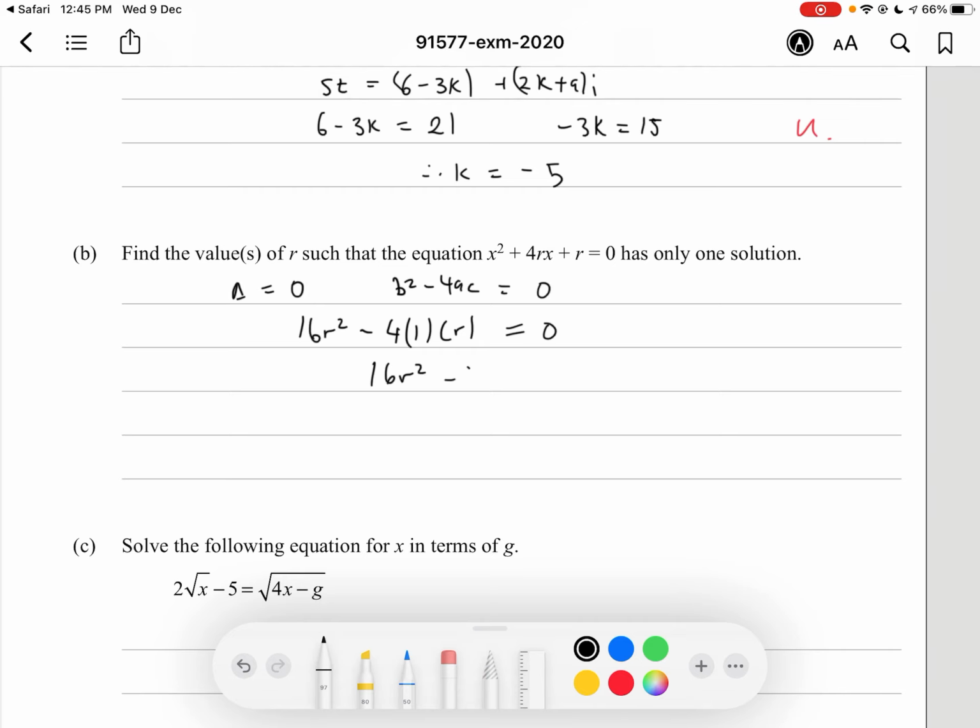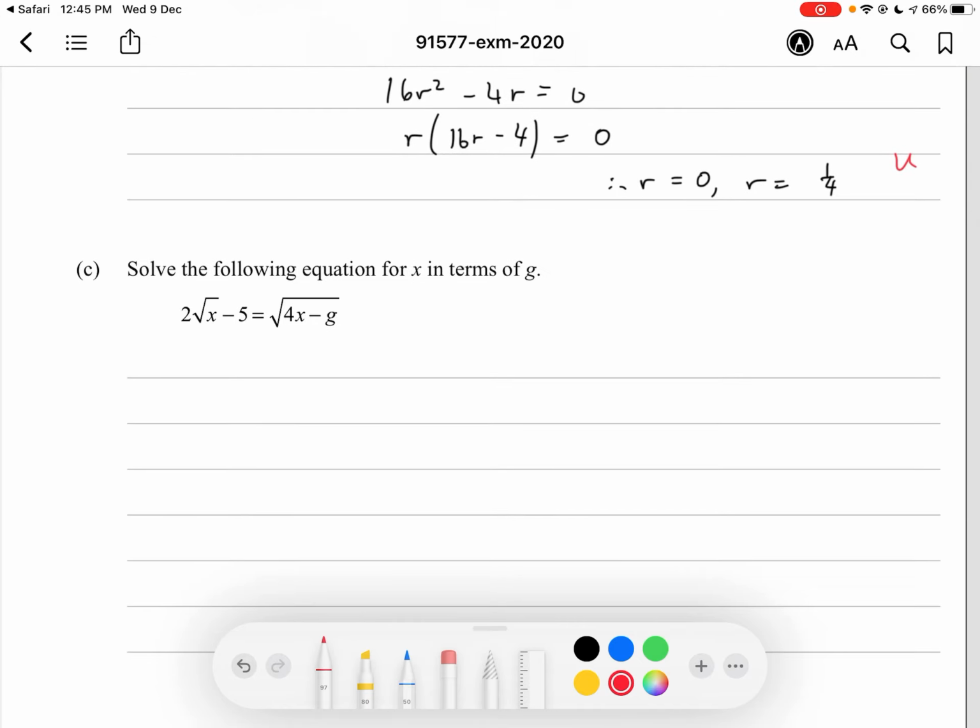16r squared minus 4r equals 0. If we factor out r, we'll have r times 16r minus 4 equals 0. So therefore, r equals 0, or r equals 1 over 4. That's our final answer for this question, and this should be just another achieve question there.